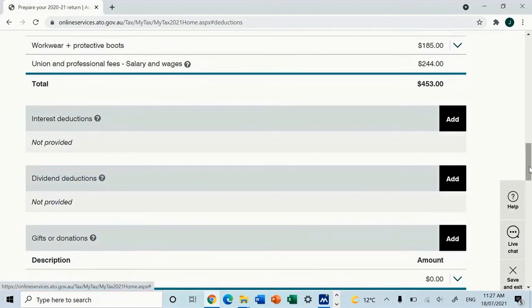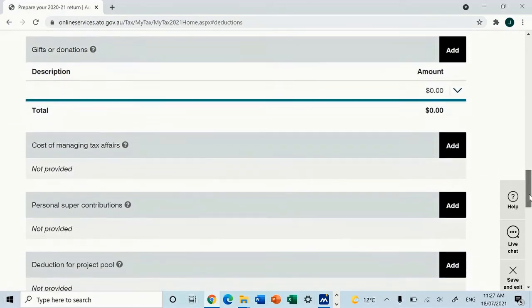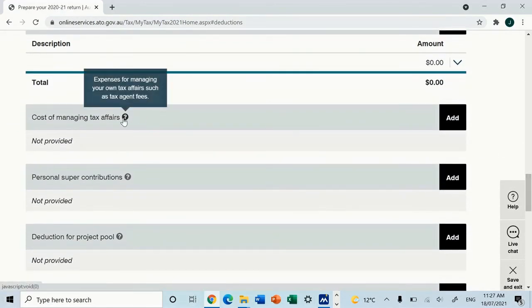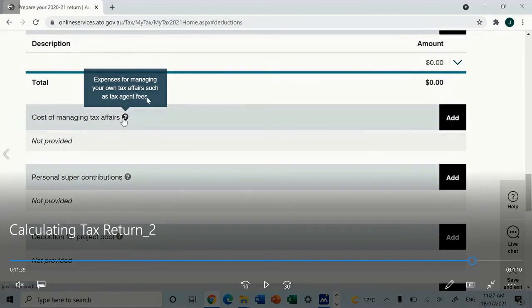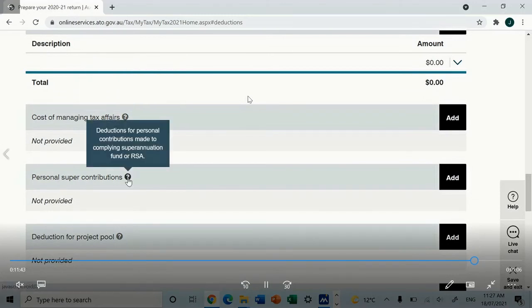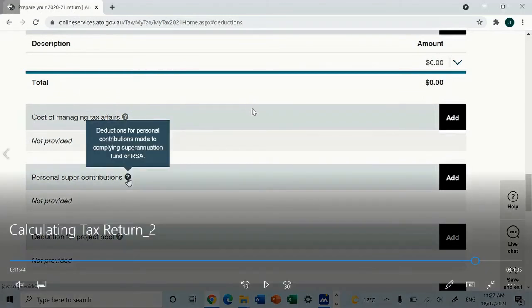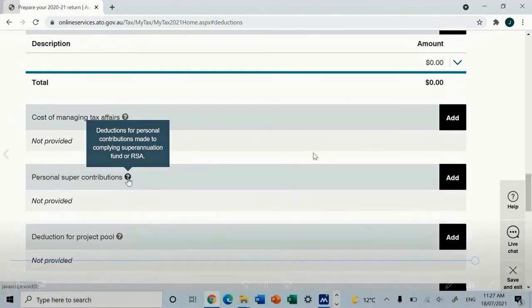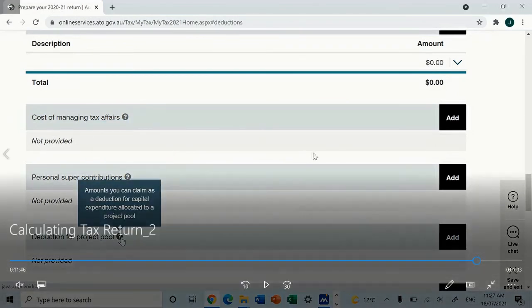Yeah, that gifts and donations are $2 or more thing she went through before. Cost of managing tax affairs, yeah, that's just what I said. Expenses for managing your own tax, agent fees, going to see an accountant. Personal super contributions, I haven't done anything yet. It's a good way to save money if you're in a much higher tax bracket, which I am not. Also, I kind of would rather the money now than later.